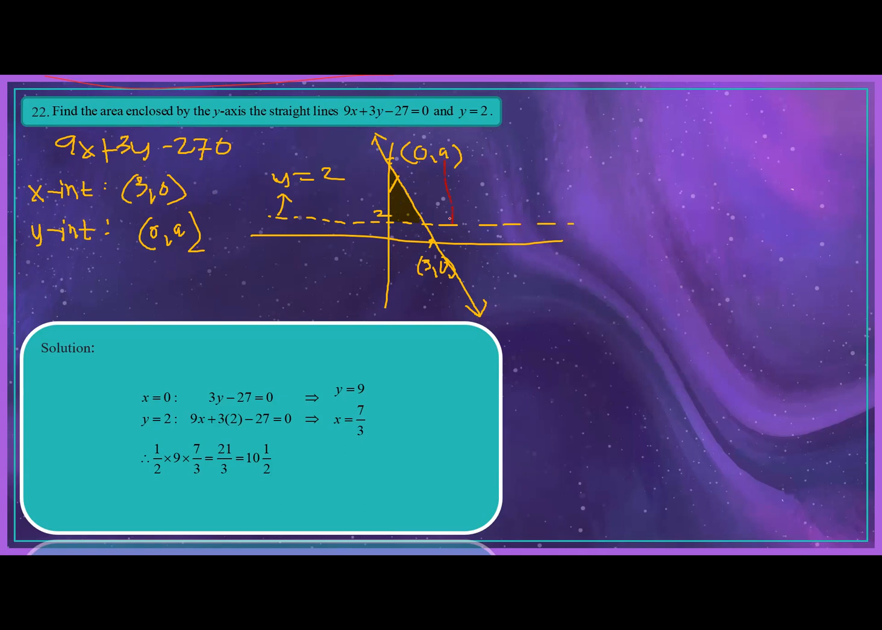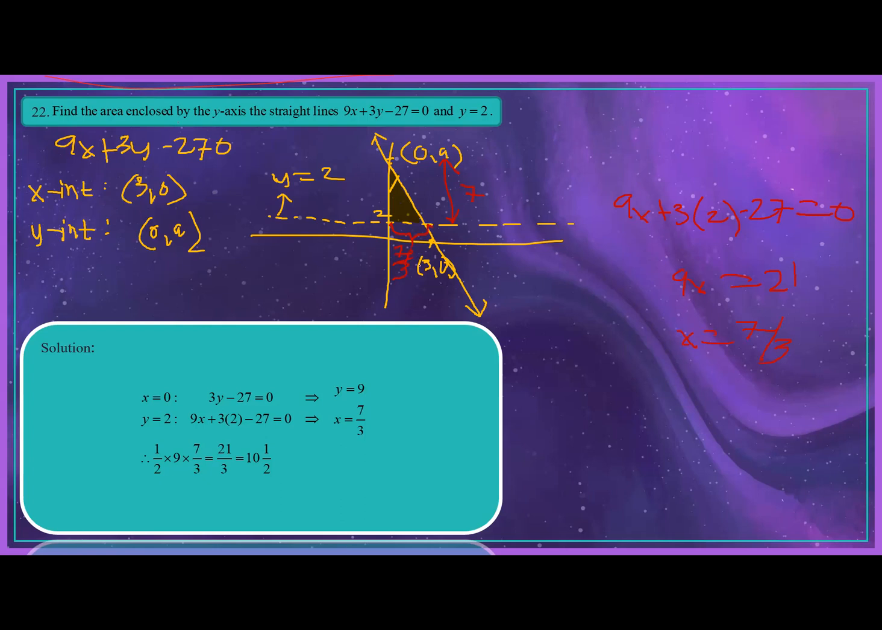This height is equivalent to 7, that's 9 minus 2. All we need to do is solve for the bottom. We need to solve for x when y is 2. So 9x plus 3 times 2 minus 7 equals 0. So we have 9x plus 21, and x is 7/3.